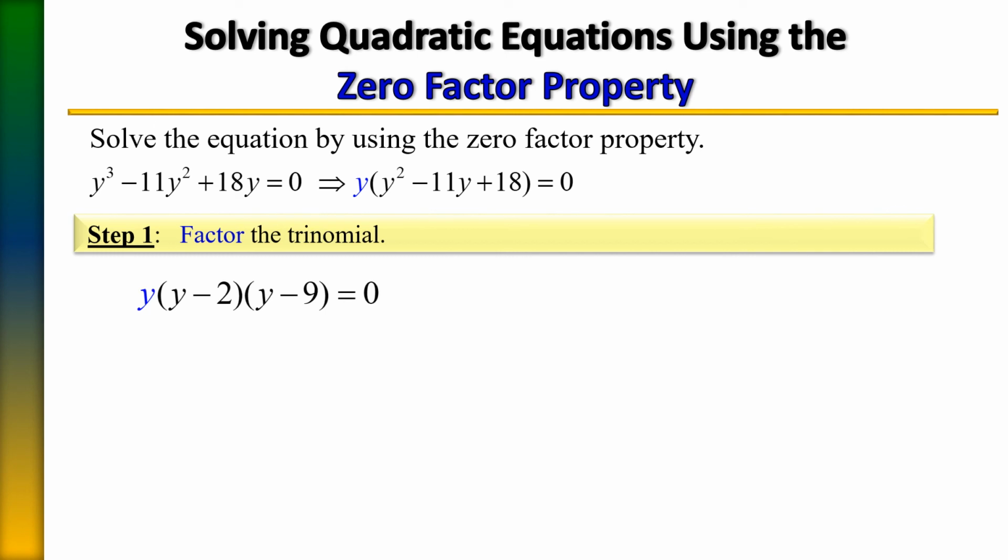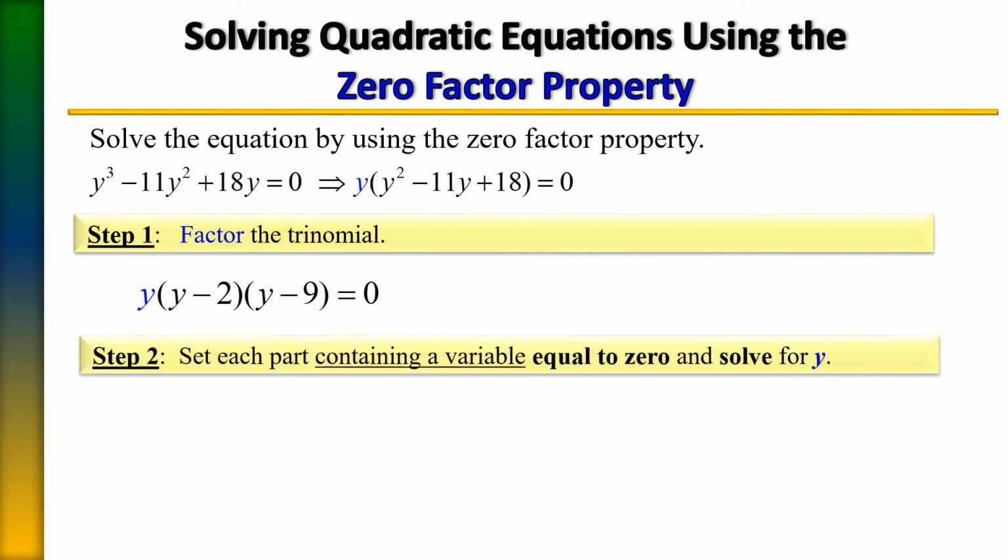Our next step for the zero factor property is to set all parts containing a variable equal to 0 so that we can solve for x. So any part that has a variable must be set to 0 and solve for x. So we're going to set the outside equal to 0. We're going to set 2y minus 2 equal to 0. And we're going to set y minus 9 equal to 0. So when we do that, it looks like this.